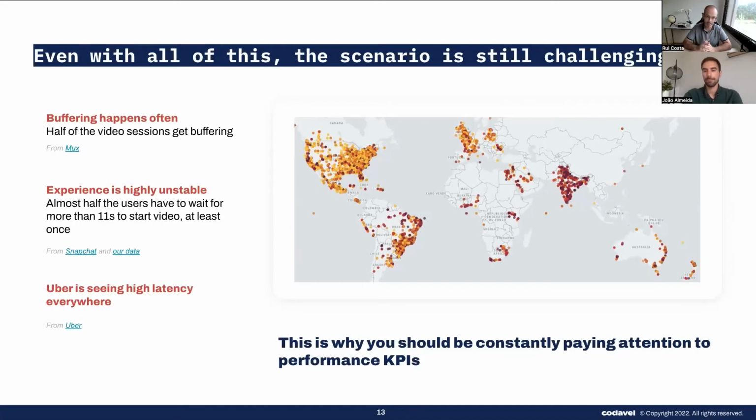The result of this instability that you have today in the market is that you still see a lot of buffering. If you look at the most recent MUX data, at least half of the sessions today experience at least one buffering event. And recall that if the video buffers, you will be losing users there. The worst part is that the experience is highly unstable. So what do I mean by that? I can tell a story, a personal story.